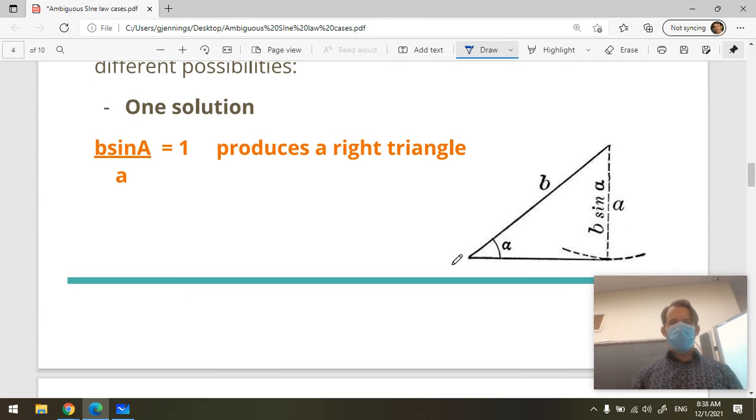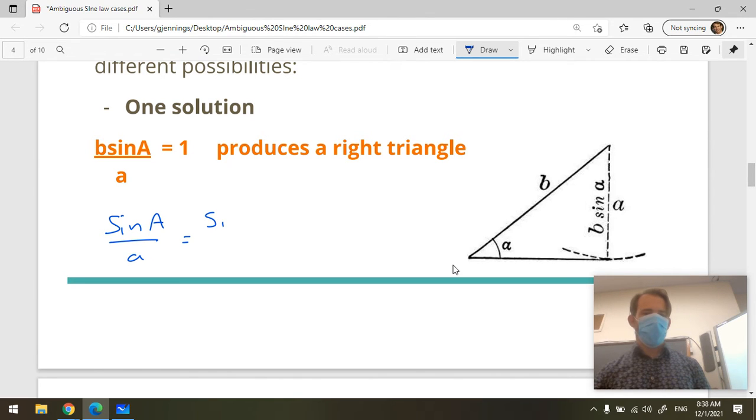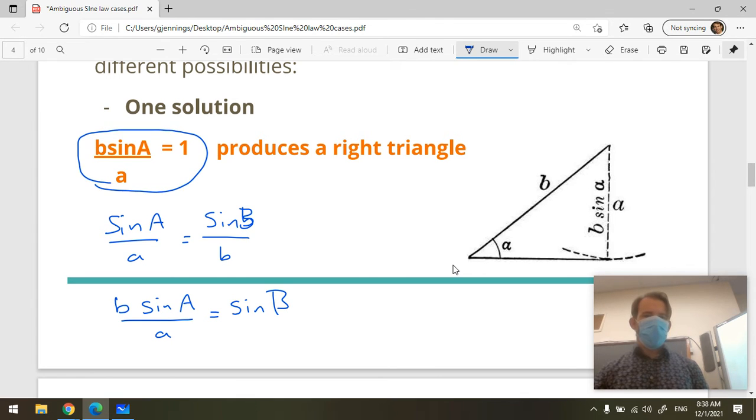If we have this angle here, and this comes out of our sine law, we'll recognize sine A over A is equal to sine B over B. And this would be capital B. If we rearrange this such that b sine A over A equals sine B, and if this equals 1, then we have a right angle triangle. And why is that? Well, sine B must be 1. So let's draw this triangle.